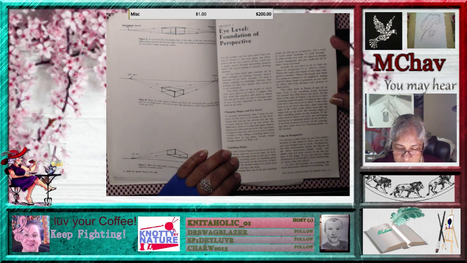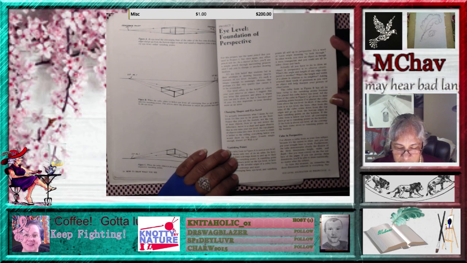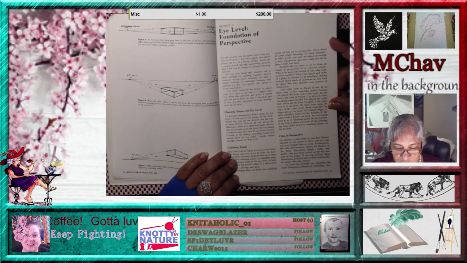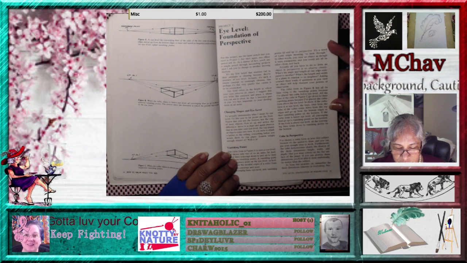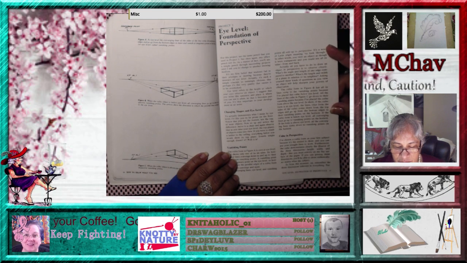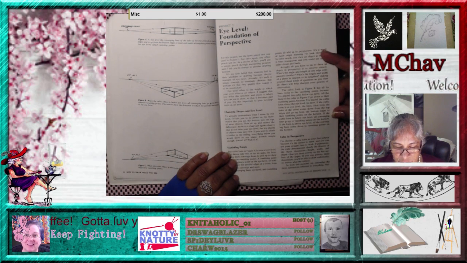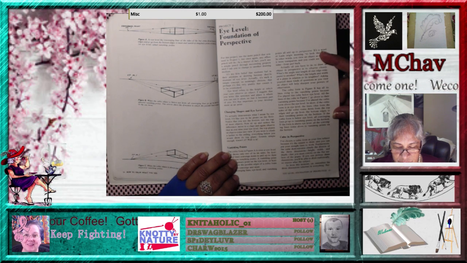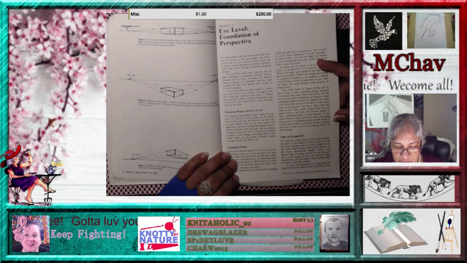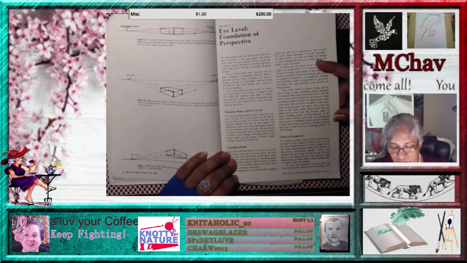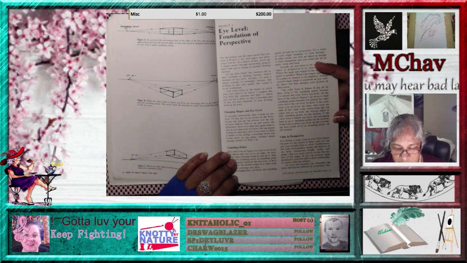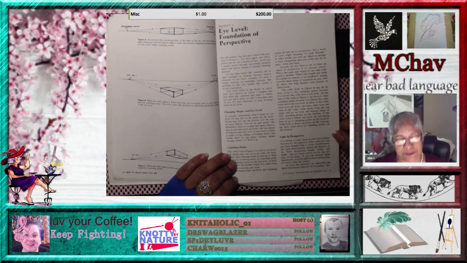In short, if the cubic form is at eye level, the lines that form the sides of the cube come down from the top edge and go up from the bottom edges to their vanishing points on the horizon. If the cubic form is below eye level, all converging lines go up to the vanishing points on the horizon. If the form is above eye level, all the converging lines come down to the vanishing points on the horizon.